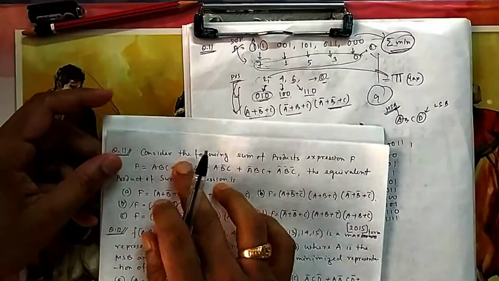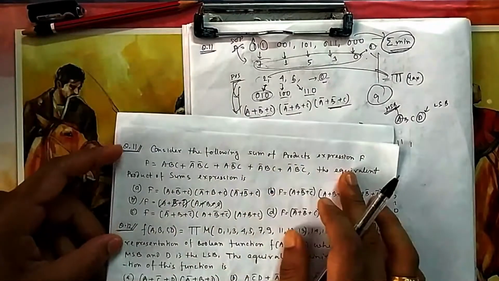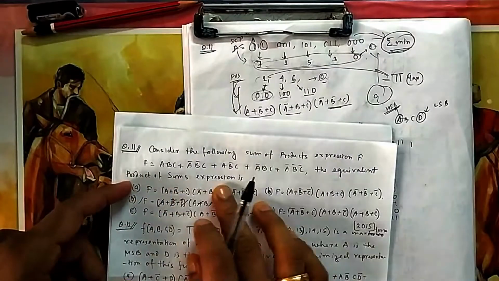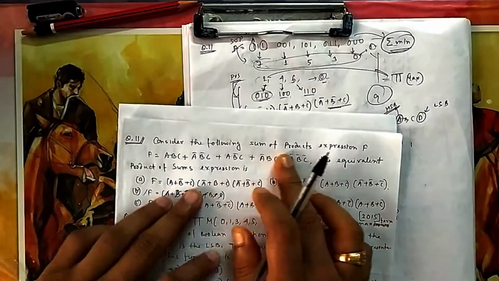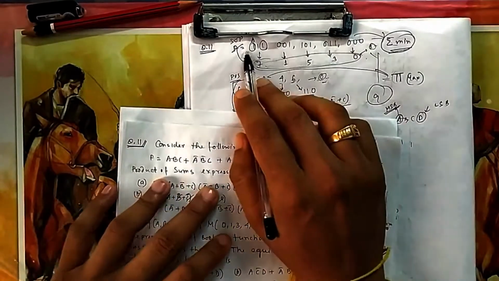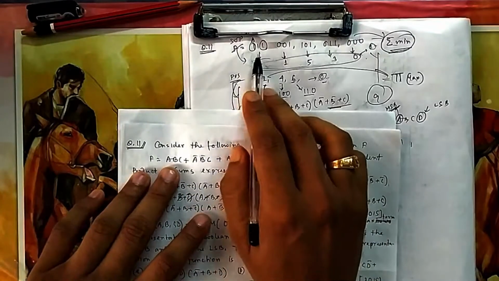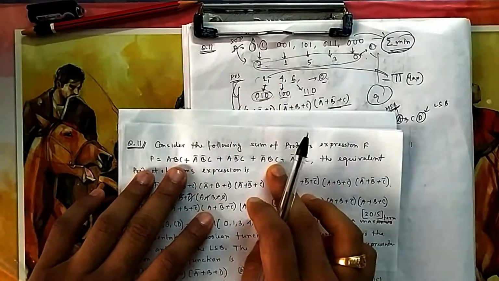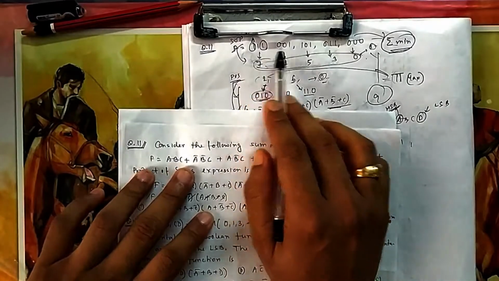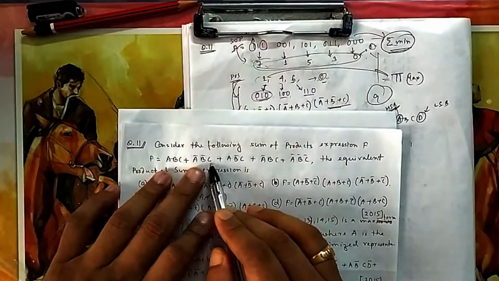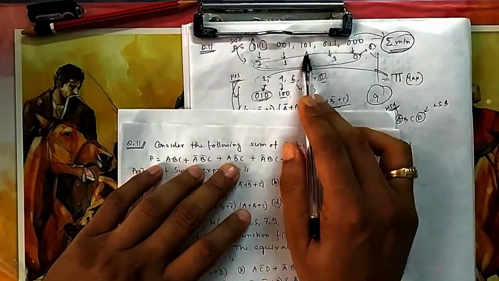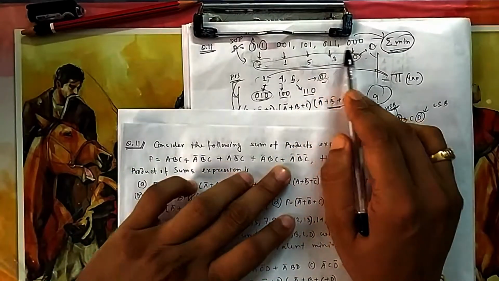So if you see question number 11, consider the following sum of products expression is given. They are asking for the equivalent product of sum. So SOP they have given, so we know SOP. If you see these positions, it is ABC, meaning 1 1 1, because it is 3 variables, so it will have 8 states. So it is 1 1 1, 1 1 0, 0 0 1, 1 0 1, 0 1 1 and 0 0 0.